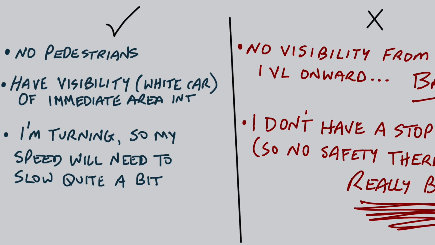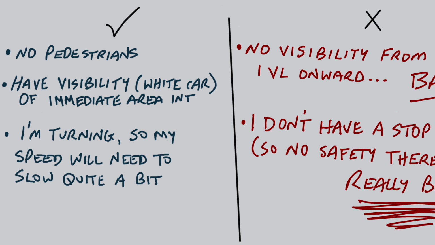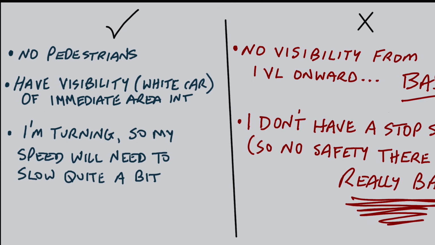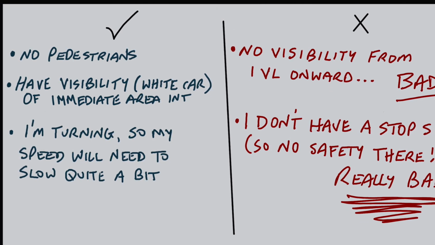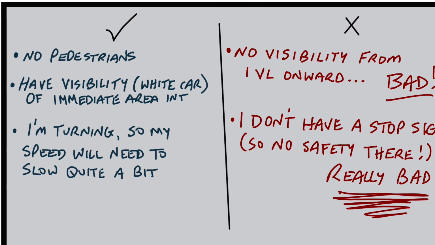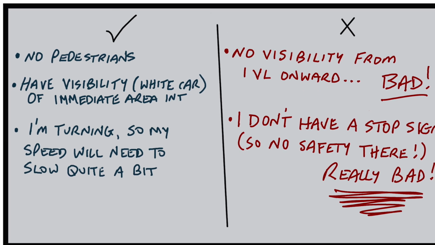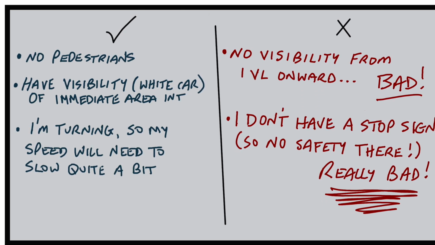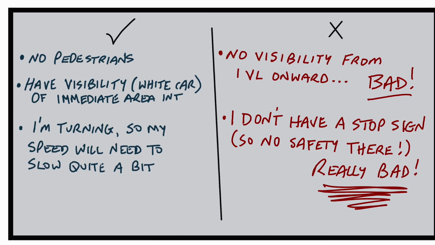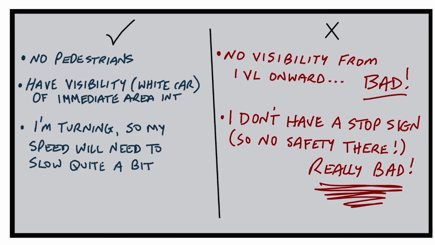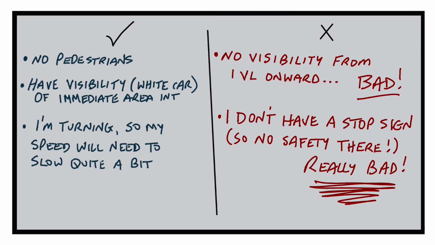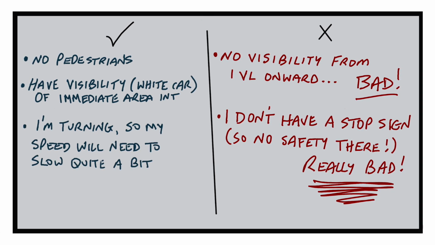So there's no pedestrians, that's good. I have visibility of the immediate area just before the intersection where the white vehicle is, but that's not saying much. And I am turning, so my speed will need to slow quite a bit, so that's really good. Then I have the bad. No visibility from the one vehicle length onward, all the way along as far as I can see, which is bad. Plus, I don't have a stop sign, so no safety of the stop there, and put it all together, and it's all really bad.